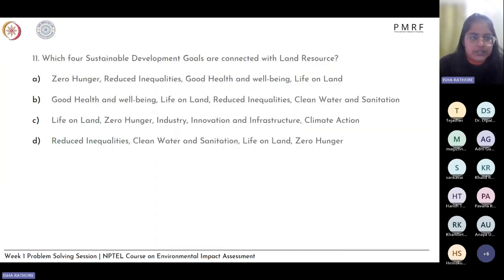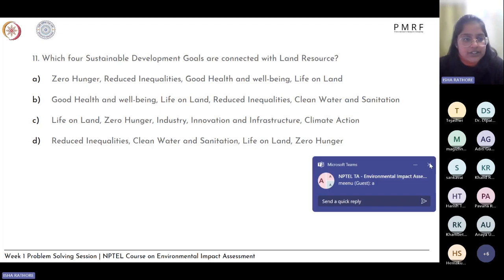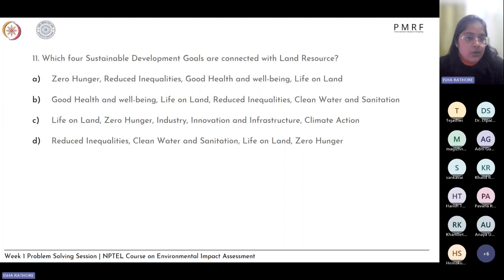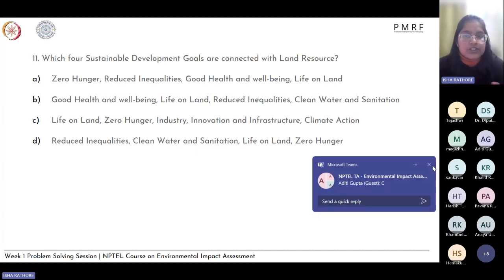Okay, so moving on to the next question. Which four sustainable development goals are connected with land resources? A, zero hunger, reduce inequalities, good health and well-being, life on land. B, good health and well-being, life on land, reduce inequalities, clean water and sanitation. Then C, life on land, zero hunger, industry, innovation and infrastructure, climate action. Or D, reduce inequalities, clean water and sanitation, life on land, and zero hunger. Okay, so we have an option A. So which SDGs or Sustainable Development Goals are connected with land resources, which deal with land?